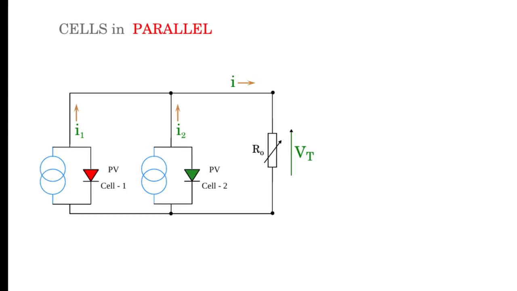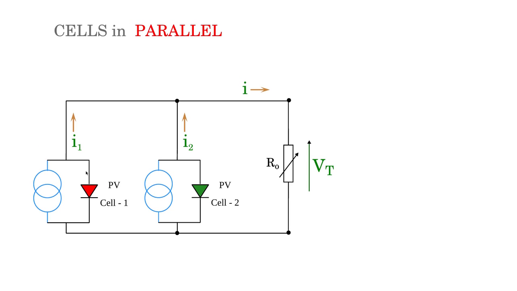Let us zoom in, and it is clear that we have these two cells, PV cell 1 and PV cell 2, in parallel with the load R0. This here is I1, which is the sourcing current from cell 1. I2 is the current from cell 2. I1 and I2 add up to give you I, which flows through the external load R0, and Vt is the voltage across the terminals of the parallel cell system.